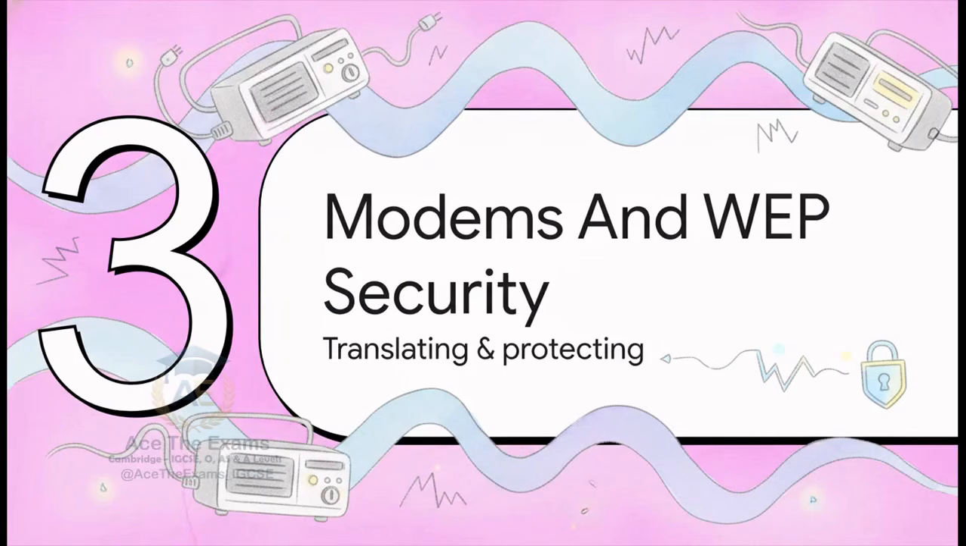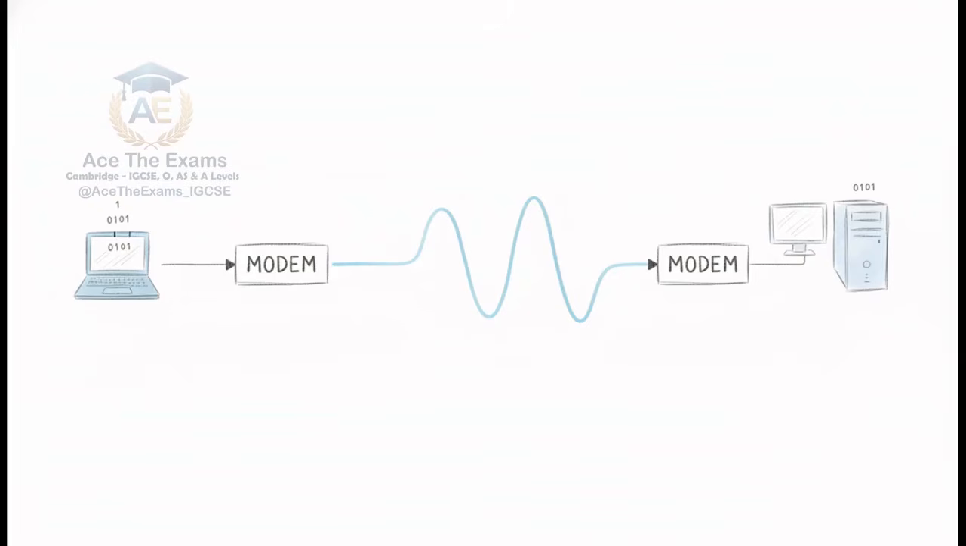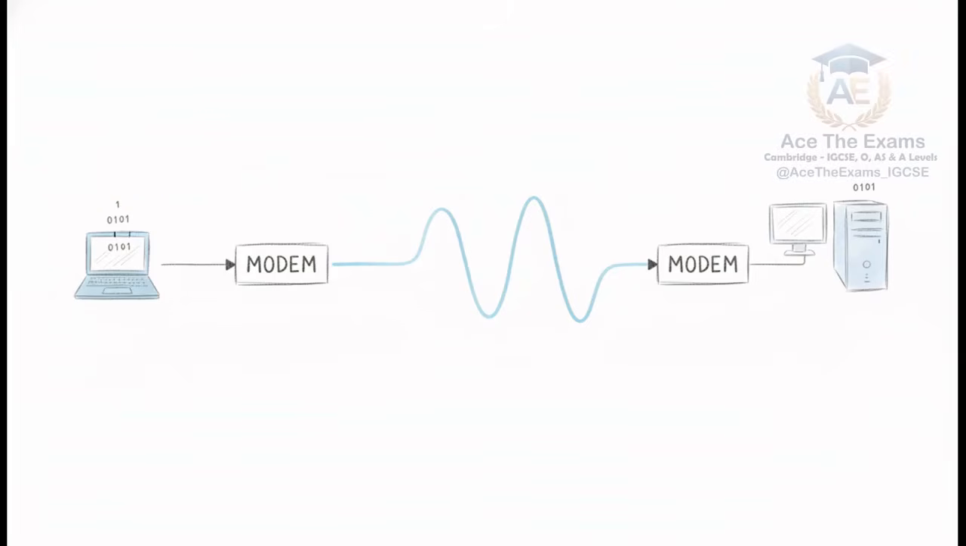Right. Section 3, Modems and Web Security, translating data and protecting it. When we look at the physical translation of data, it becomes immediately obvious why we need a modem. Your computer speaks a pure digital language made entirely of zeros and ones. But traditional telephone lines, they're old school. They require signals to run as analog sine waves.